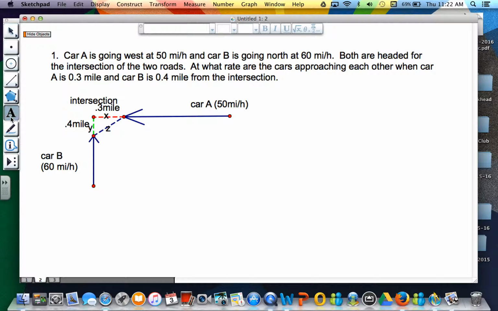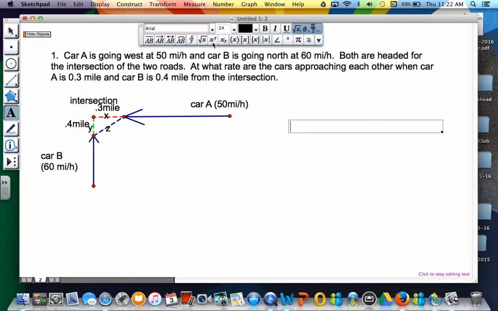Well, is there a way we can come up with an equation to represent this? Maybe the theorem of Pythagoras: x squared plus y squared is equal to z squared. Then we could differentiate with respect to time t: 2x dx/dt plus 2y dy/dt is equal to 2z dz/dt.